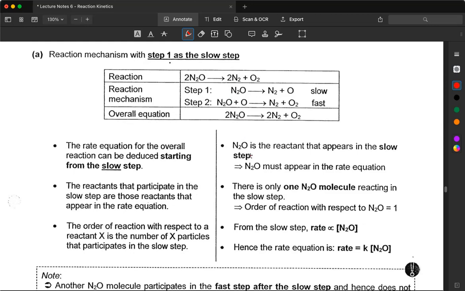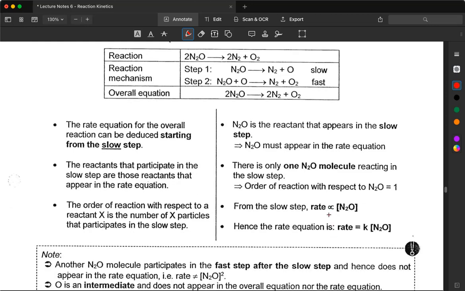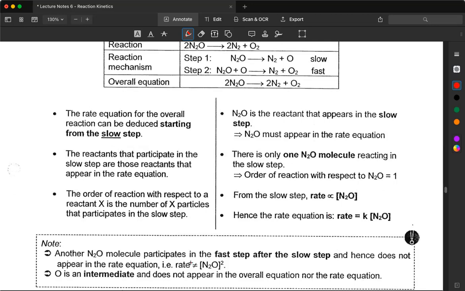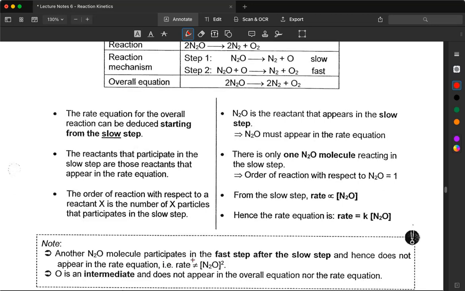All right, slow step, sorry. So we can just derive the rate equation directly. Now, there's another N2O molecule that participates in the fast step after the slow step, but it does not appear. Because it appears in the fast step, you cannot write the equation like this. Because the reaction is fast, it doesn't really affect the rate of reaction.